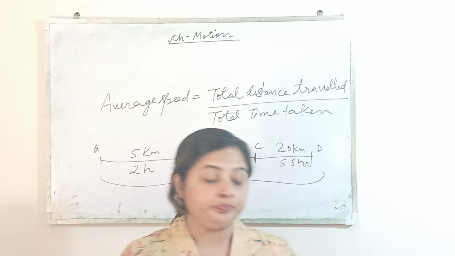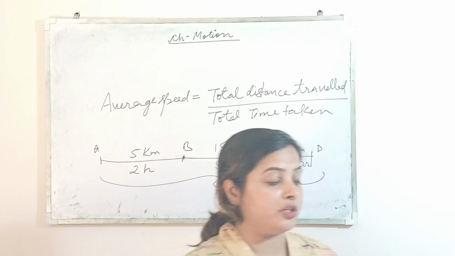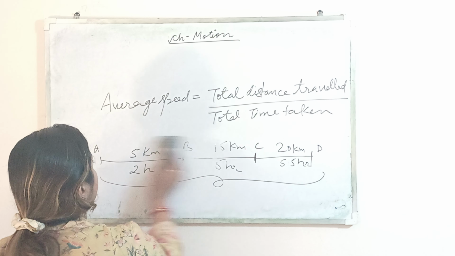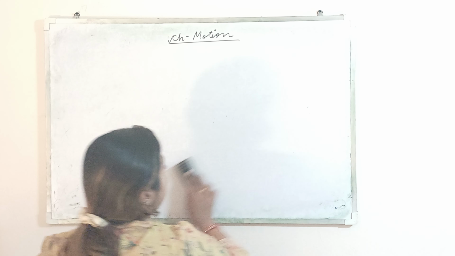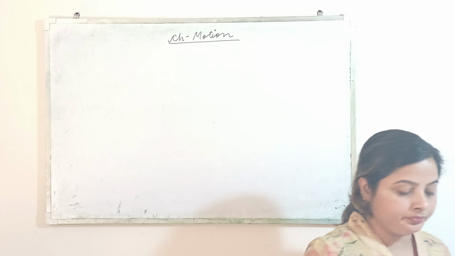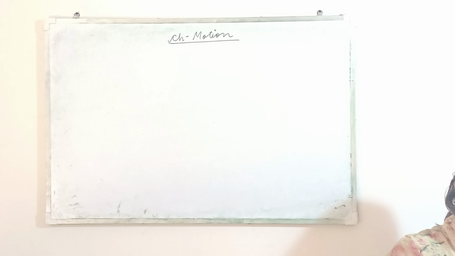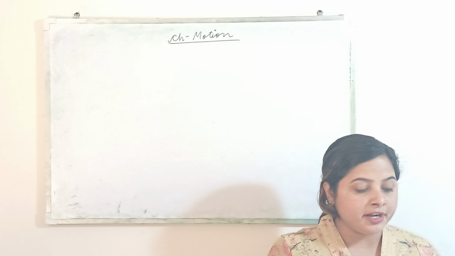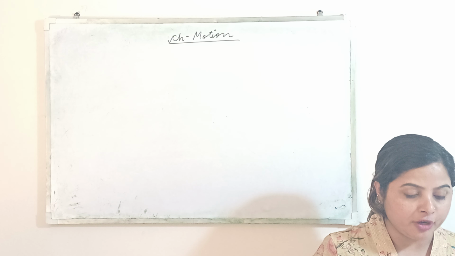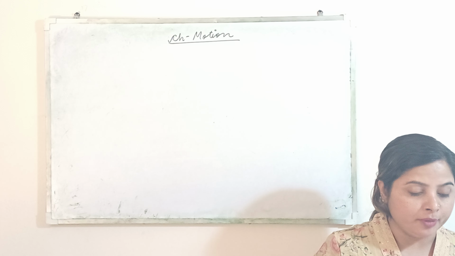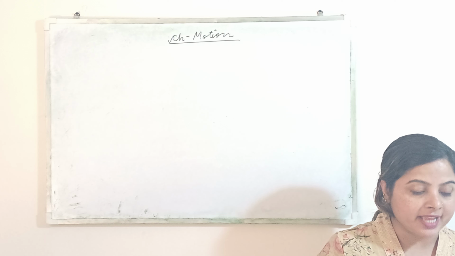Fine. Now, let us discuss a numerical based on average speed. The numerical is, children: a car travels 30 km at a uniform speed of 40 km per hour and the next 30 km at a uniform speed of 20 km per hour. Find its average speed.